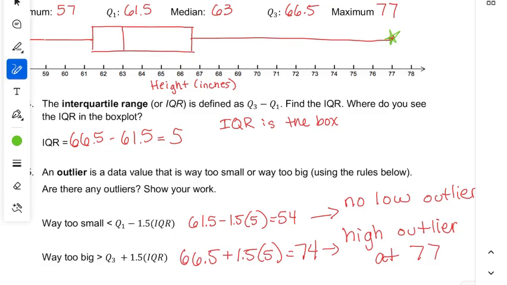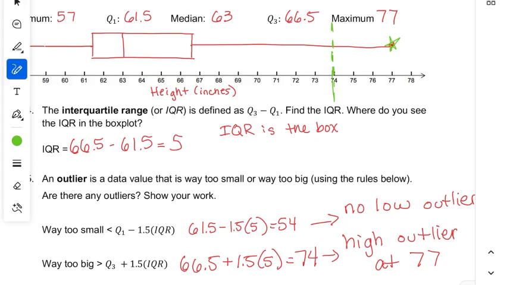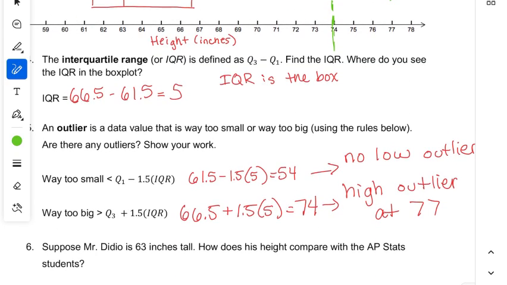So let's add this to our paper right here. I'm going to put a little star on the 77. I'm going to put a dashed line where my outlier boundary is. And then the new maximum is at 72, so I put a point there. And then 54 is low. There is no outlier, so I'm not going to worry about that. My number line doesn't even go to 54, so I just did the right side.